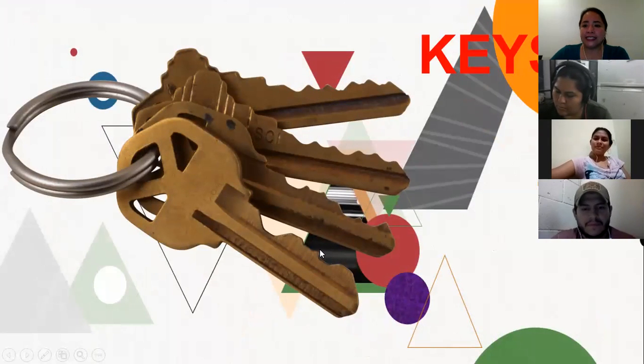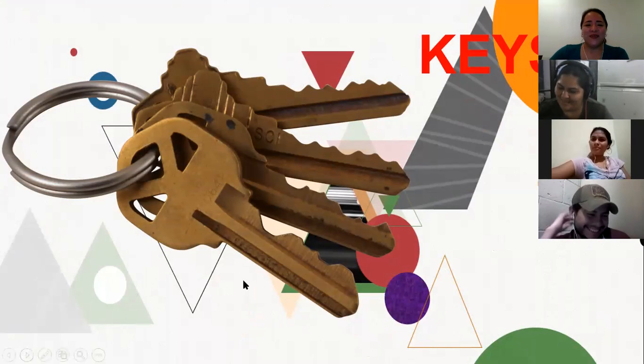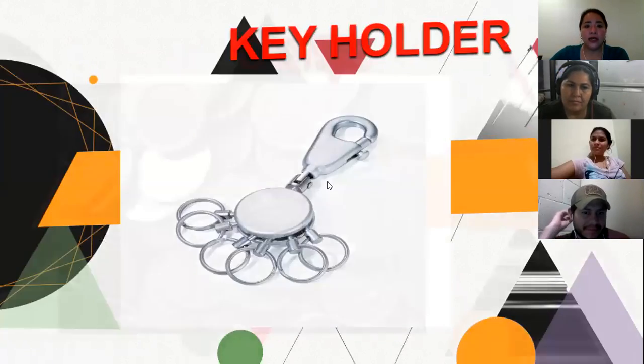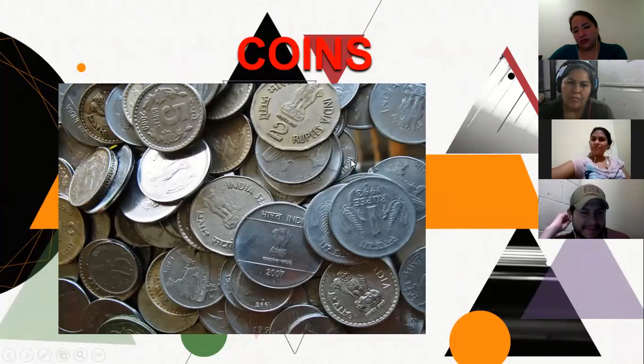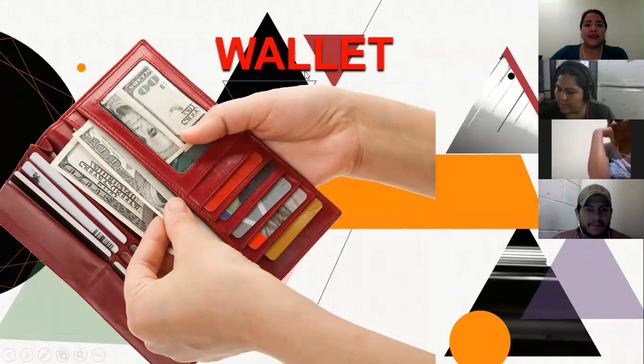For example, we have keys. They're keys, the plural, las llaves, because the question we are going to answer is, what's in your bag? In your purse, or Luis, in your backpack, they don't use purses. So number one, keys. And then the other one is a key holder. Coins, it's common to have coins as well. A wallet, la billetera that we use, it could be boys and girls. So it's the wallet.